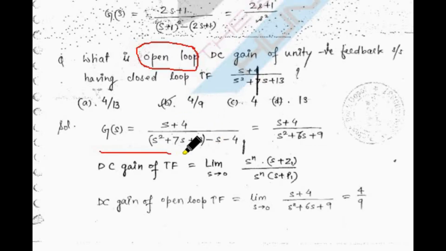This is your closed loop transfer function, which I wrote as it is. Then I am subtracting the numerator from the denominator, so that will be minus s and minus 4. So s plus 4 divided by s square, and 7s minus 1s means 6s, and 13 minus 4 will be plus 9. So we achieved the first target.